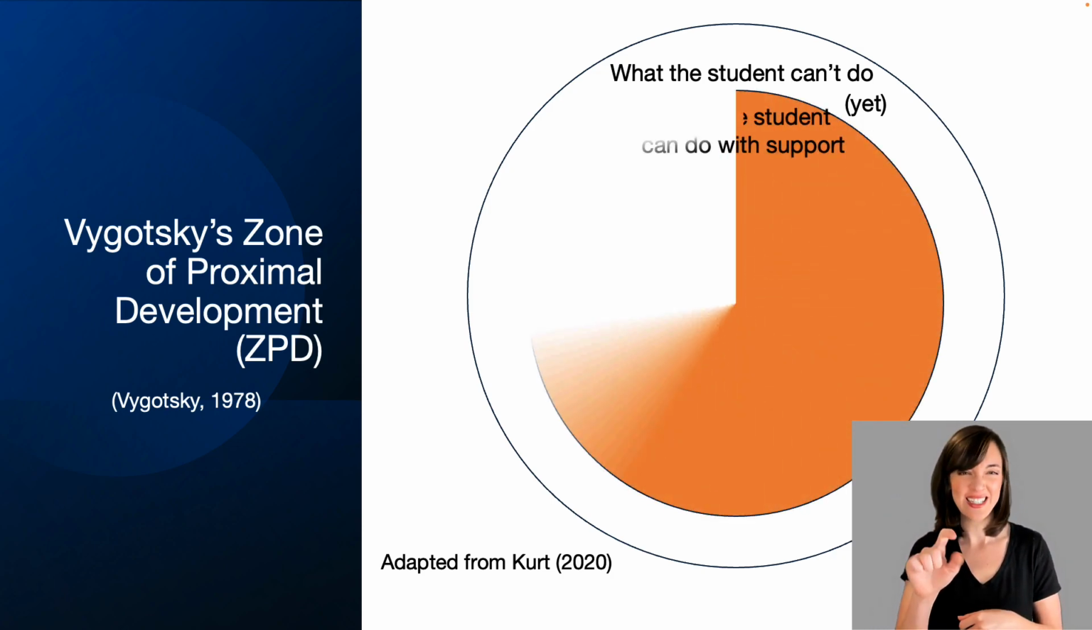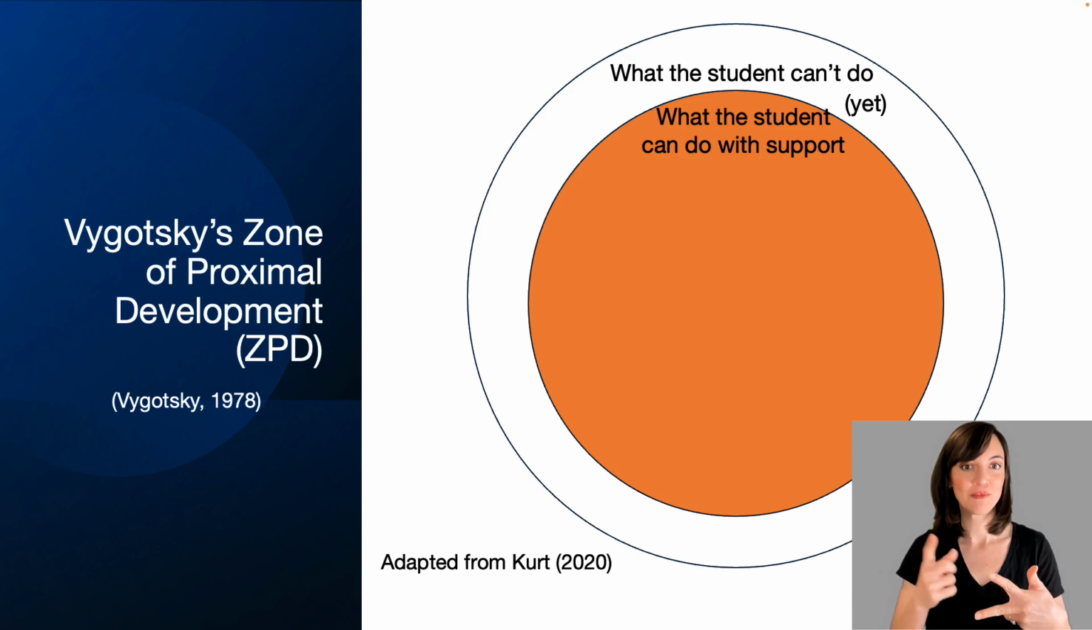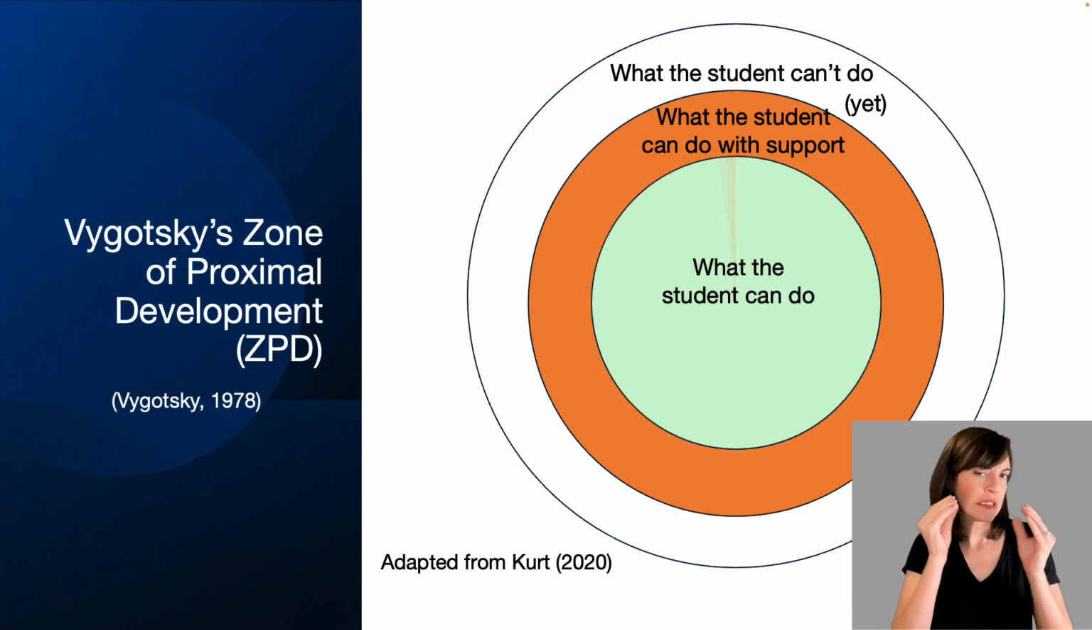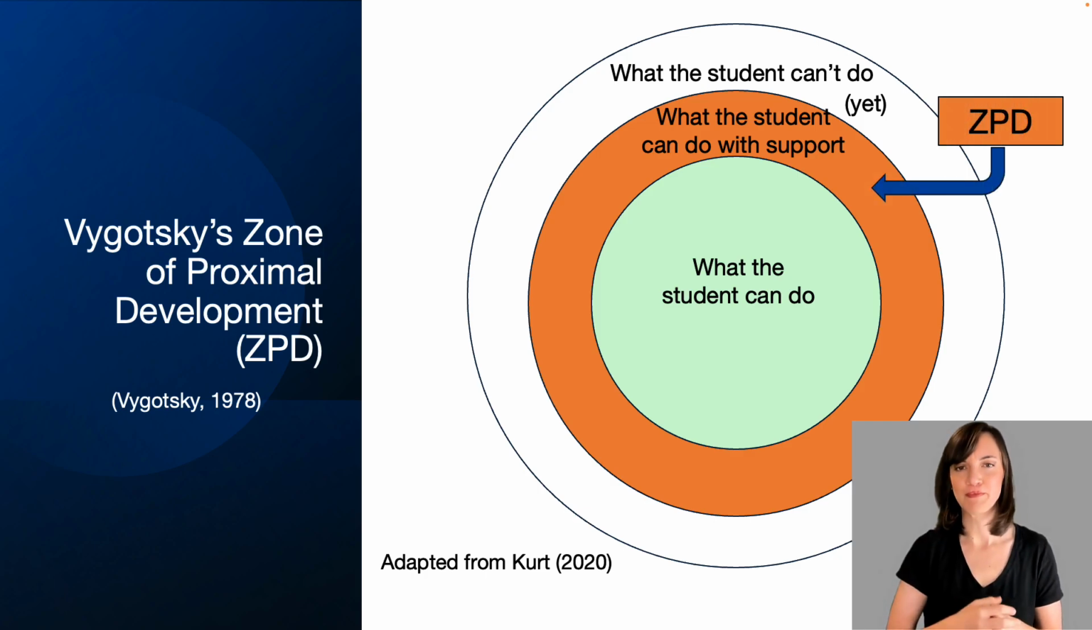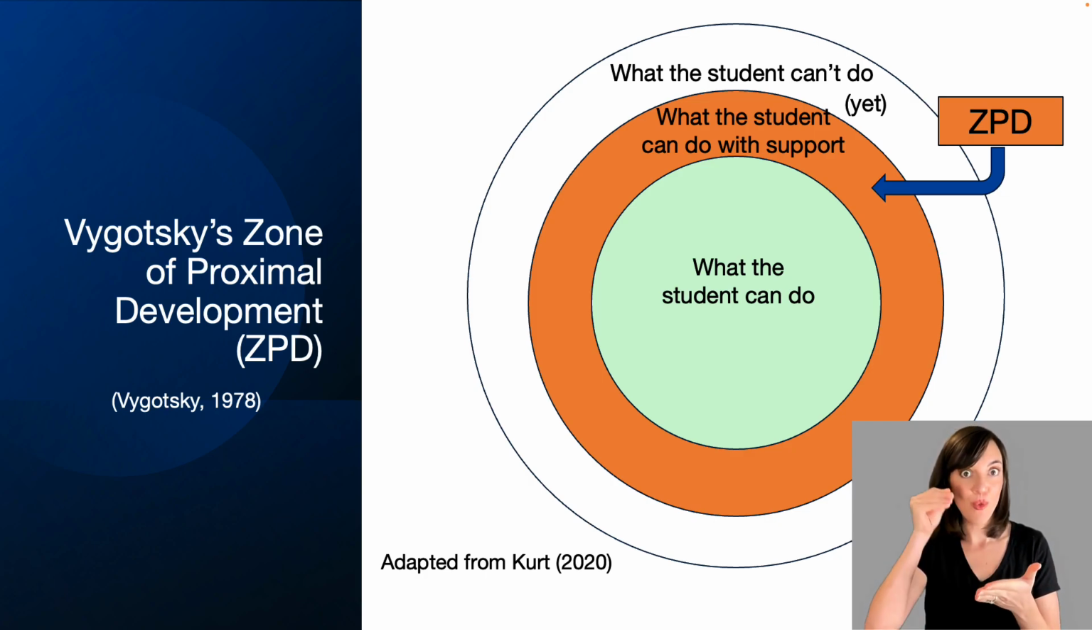What the student can do with support, like from a teacher, mentor, or parent, and what they can do. The middle zone is considered the ZPD. This is the zone where learning best occurs for students, where it's not too easy and not too difficult, but just right.